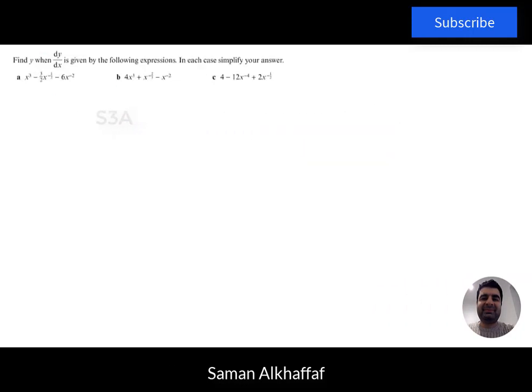In this example, we are asked to find y when dy over dx is shown in the expression shown. So first we look at part a. So we have dy over dx is x cubed minus 3 over 2 x to the power of minus a half minus 6x to the power of minus 2.